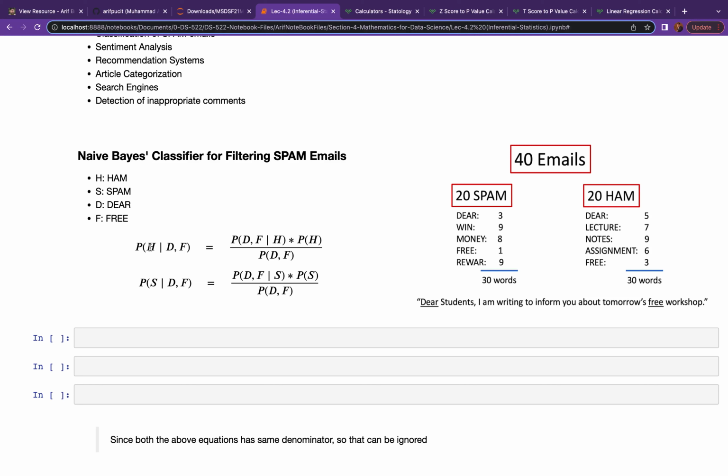Probability of ham given that the message contains the words dear and free. The probability of spam given that the message contains the words dear and free. And as per the Bayes theorem, these can be written like this. Great. My dear students, since the denominator of these two are the same, that is probability of D comma F, or you can say probability of D intersection probability of F, so we can ignore this.